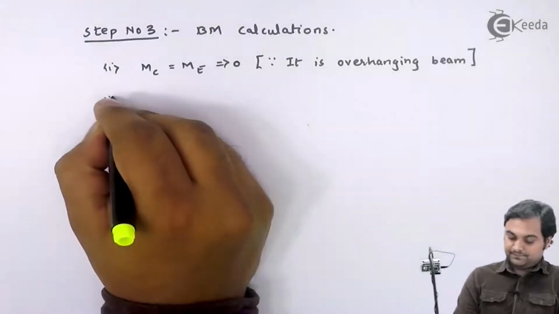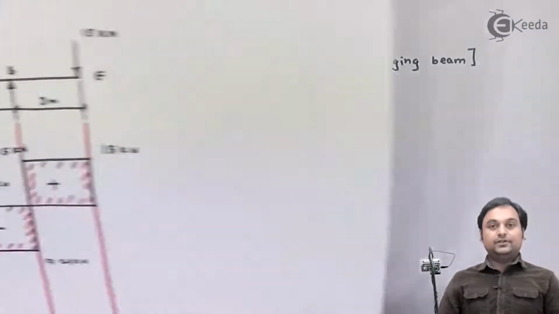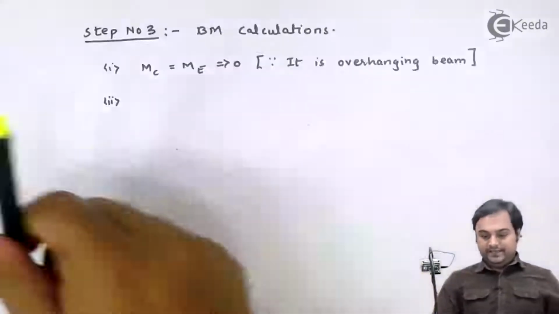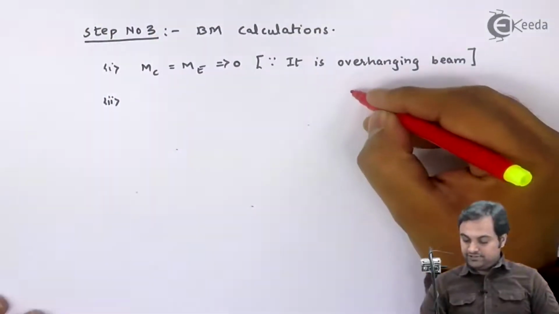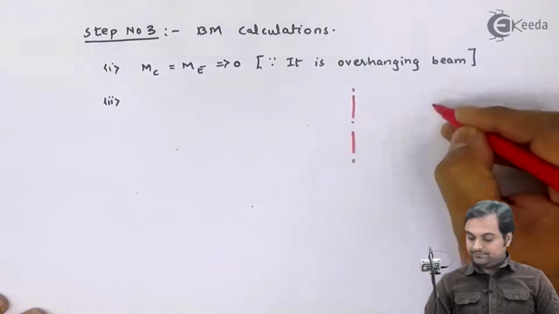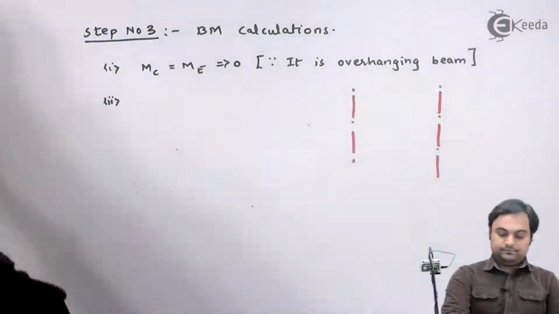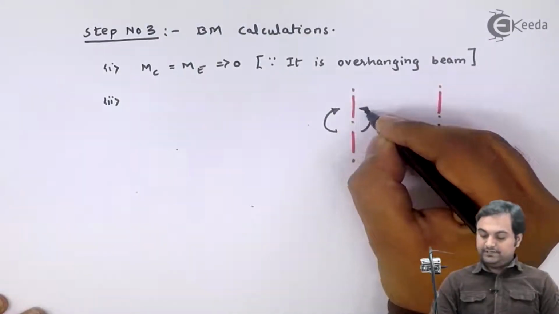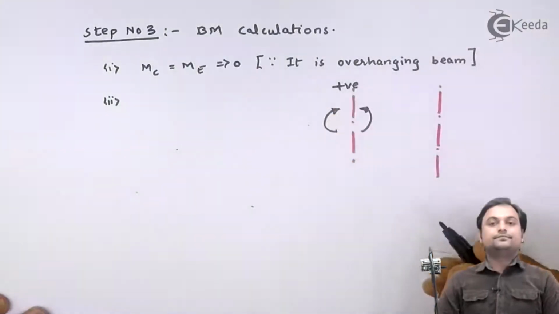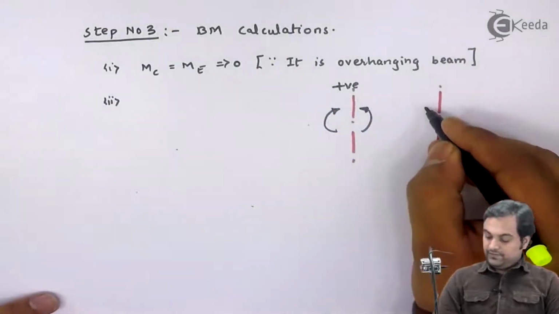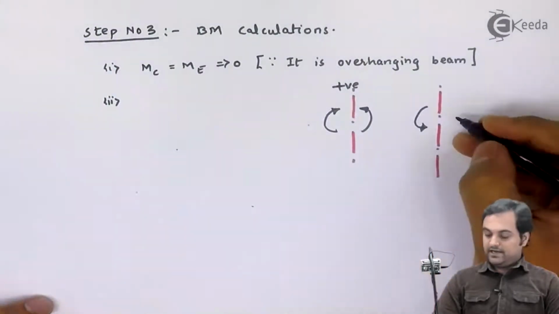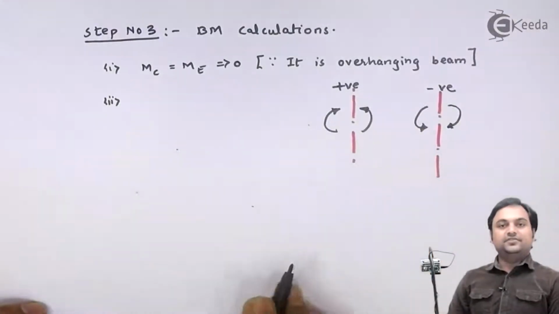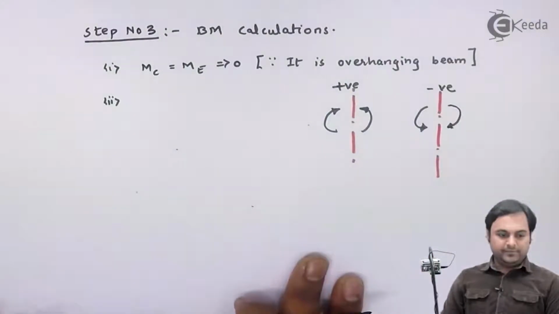After this, I will calculate the bending moment at point A, B and D. First, starting with point A, and just before the calculation, I will draw the sign convention. Clockwise moment to left and anti-clockwise moment to the right are positive. Then anti-clockwise moment to the left and clockwise moment to the right are negative. So these are my sign conventions. Based on this, we will find the bending moment.